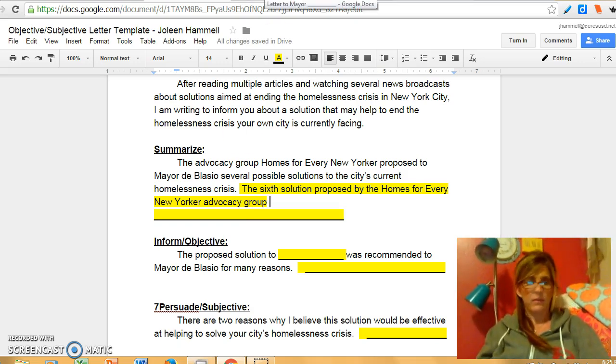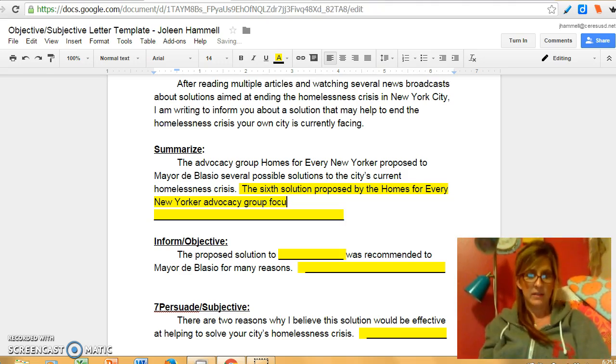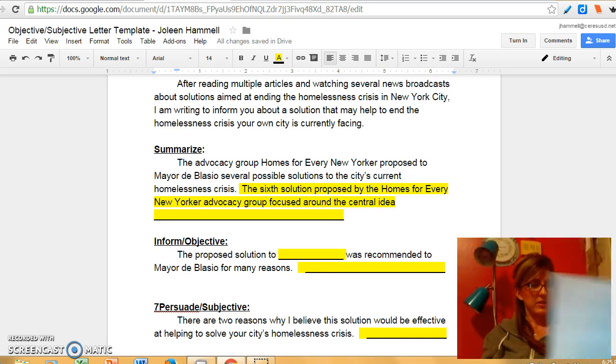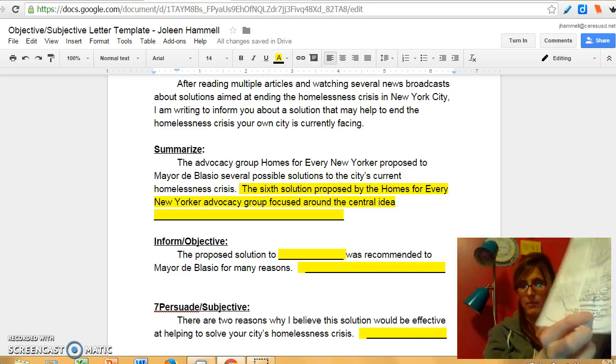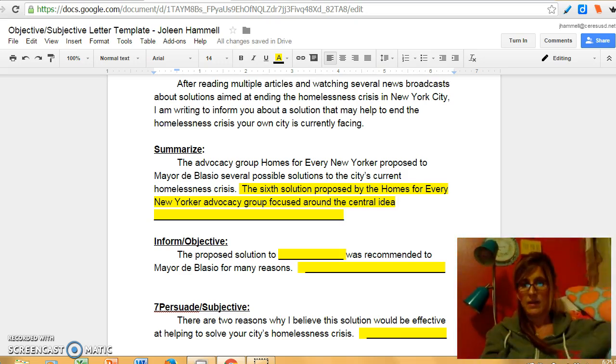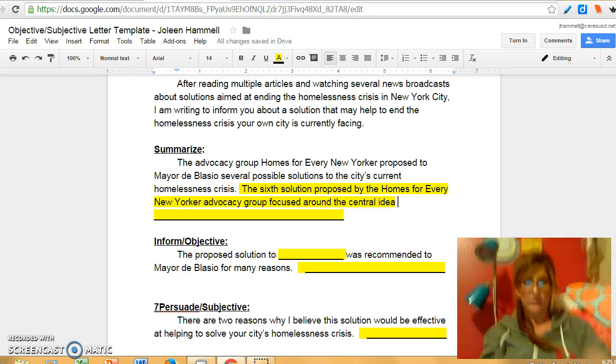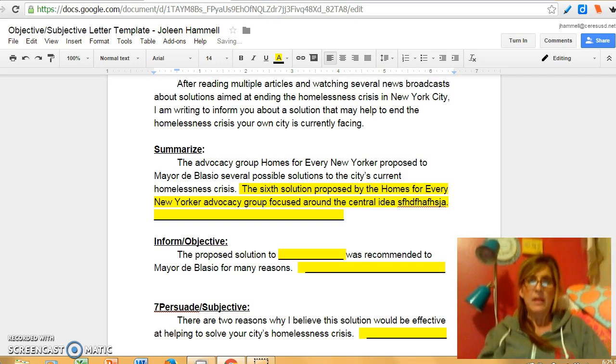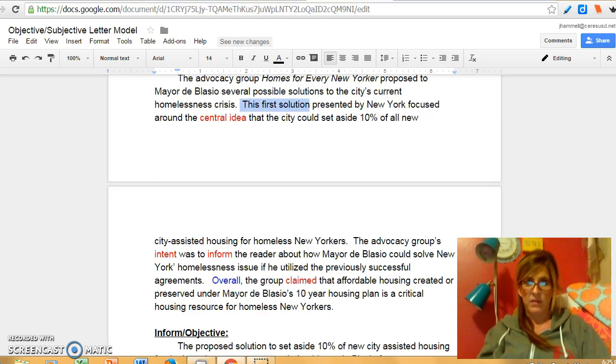And then if you look at the model, it says focused around the central idea. And then if I'm solution 6, I would go down to my bubble here and just type in my central idea. So blah, blah, blah. Okay, done there. Then let's look how the model, the advocacy group intent was to inform.